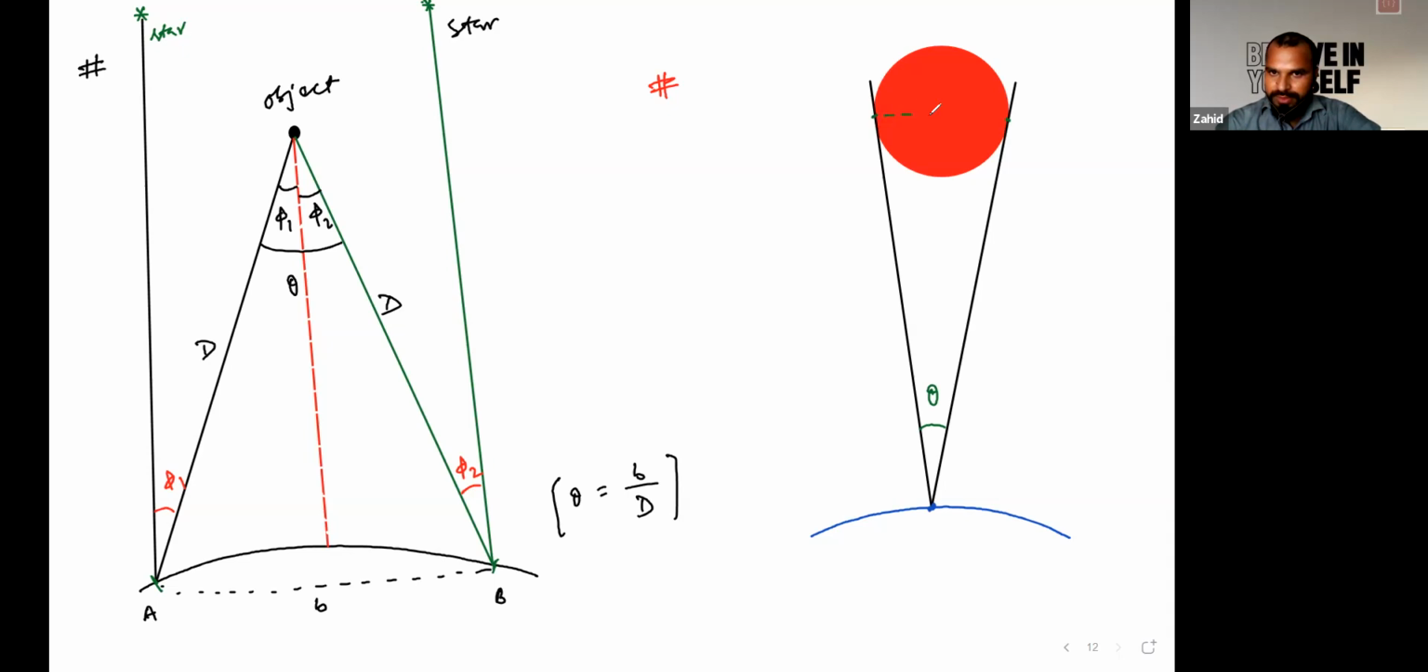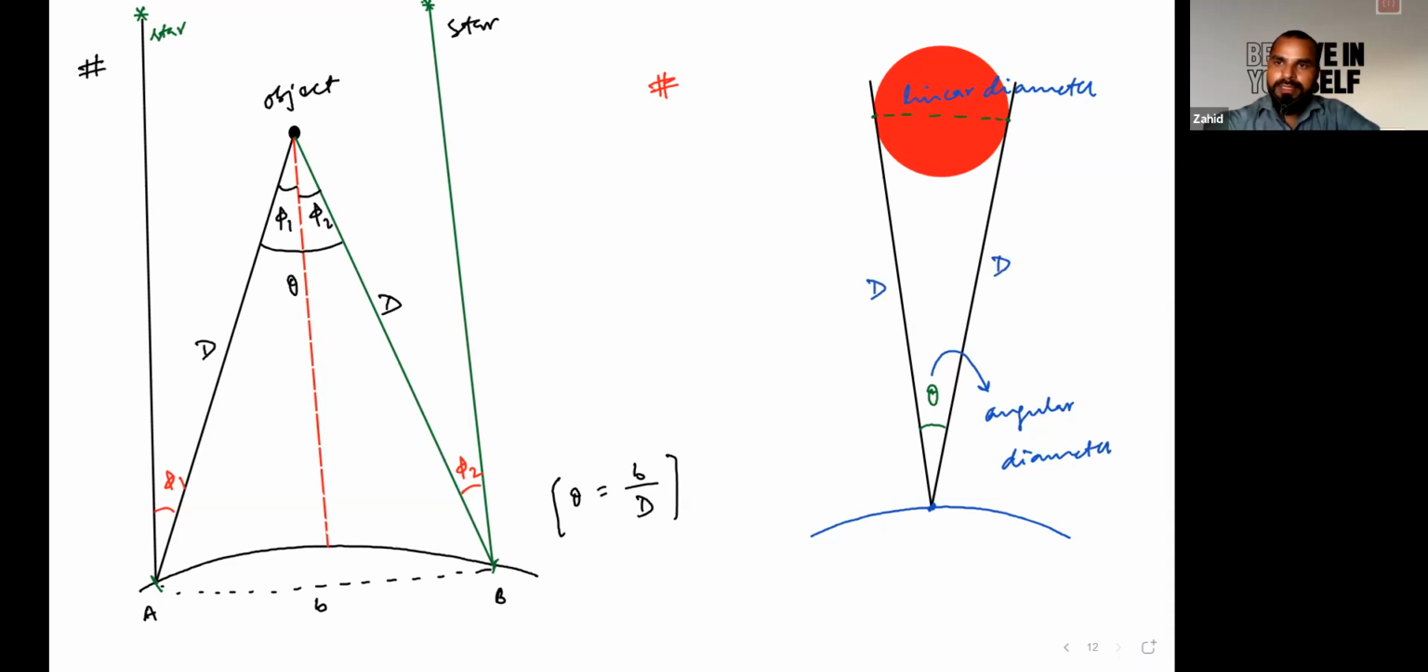So this will be your linear diameter of the object. And this linear diameter subtends an angle theta at this particular point. So this is called angular diameter. And the distance between them would be d.